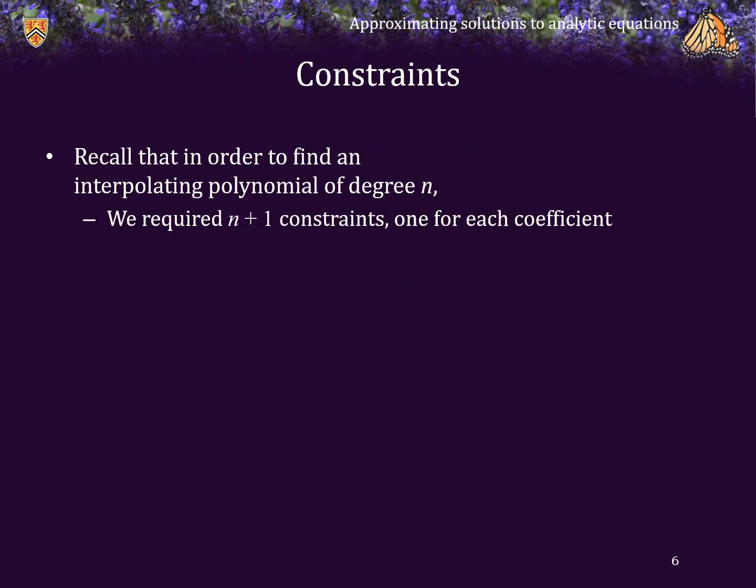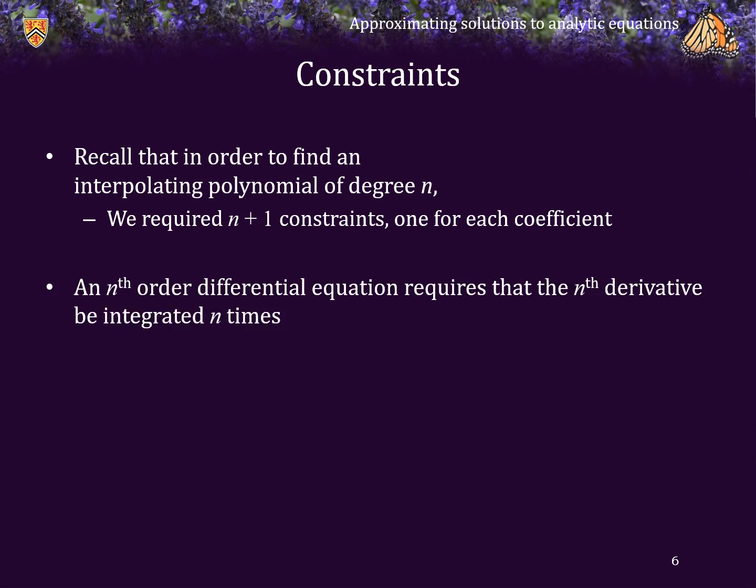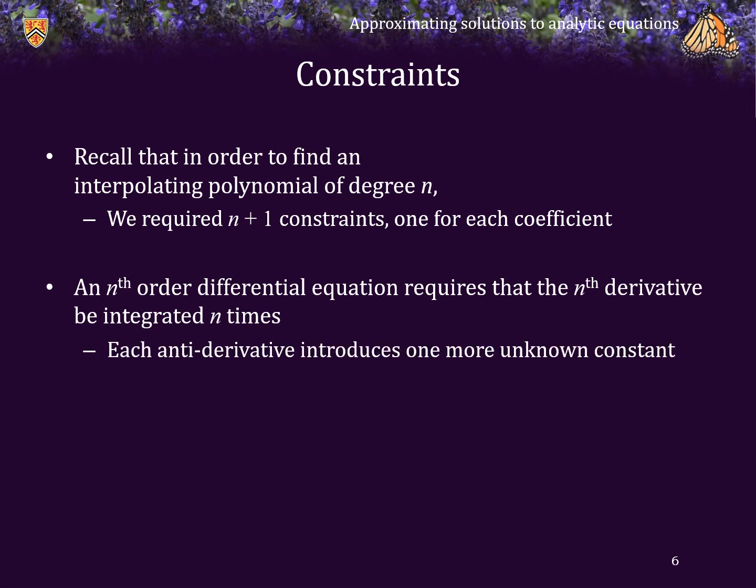Now, recall that in order to find an interpolating polynomial of degree n, we required n plus 1 constraints, one for each of the coefficients in that polynomial. Well, suppose we have an nth order differential equation. To find that function, we're going to have to integrate n times. Each antiderivative is going to introduce one more unknown constant, which we must constrain.